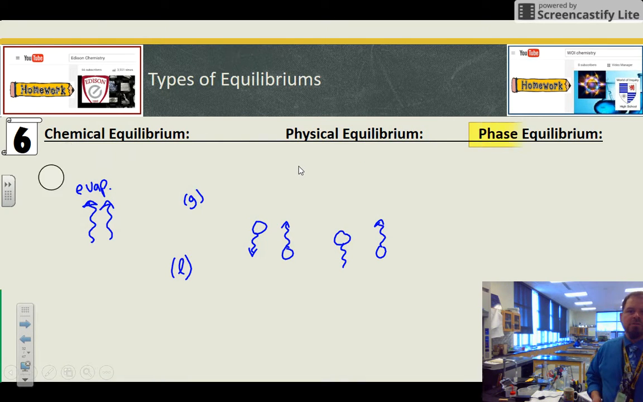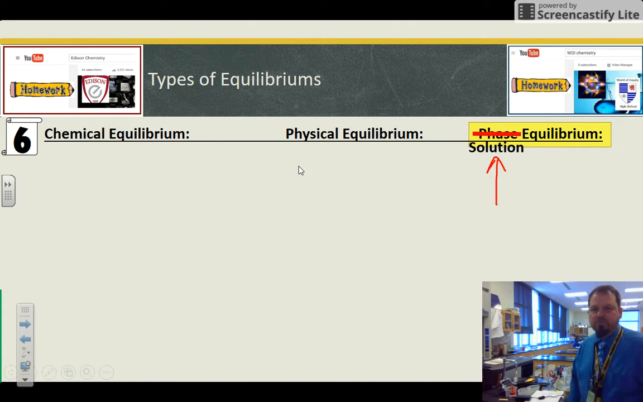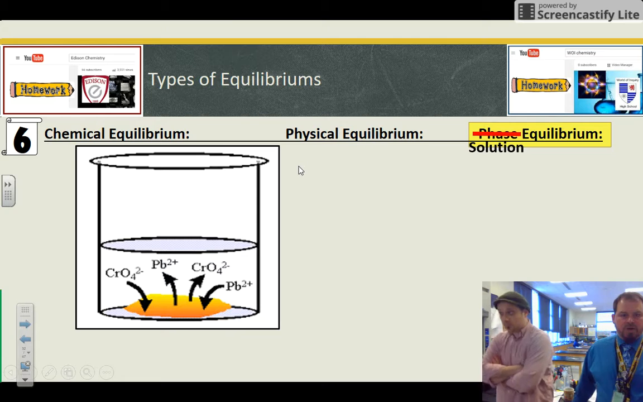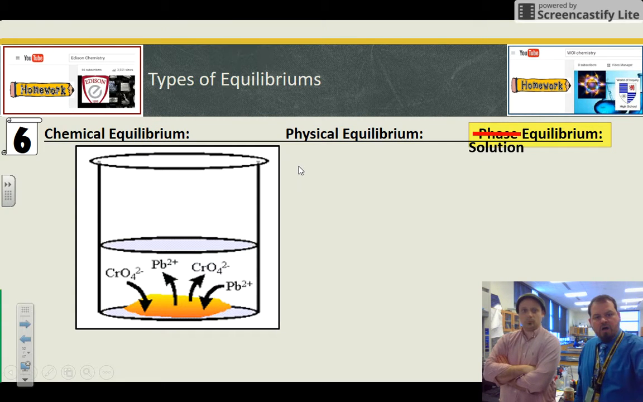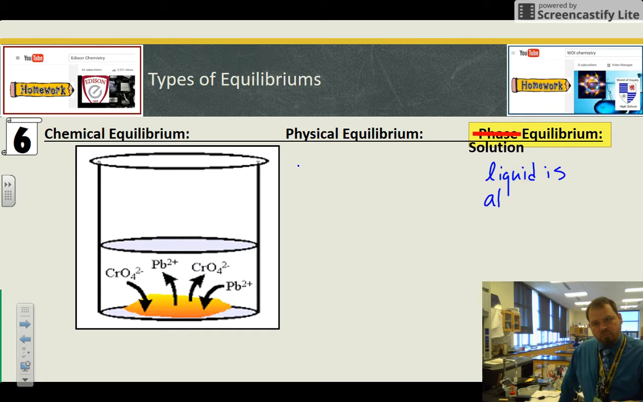And watch, we're going to take phase, cross him out, and write solution. Make sure you write that solution, because that's different. A solution equilibrium is different than a phase equilibrium. Right. This is where we have this solution of lead chromate. Got that right? Yep. And I've saturated the solution with lead chromate. So that solvent up top has got as much lead chromate in there as it can possibly have. But there's a little extra powder on the bottom, the crystal, if you will.